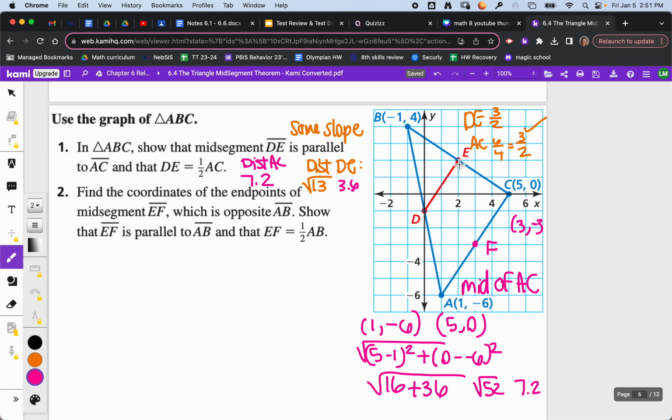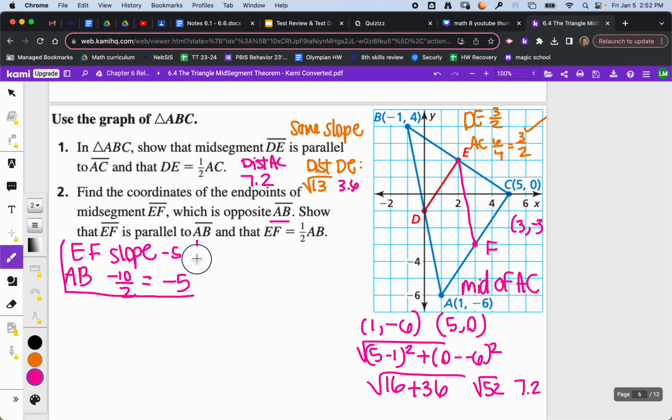That means if I connect E to F, this is showing my mid-segment. I also want to make sure it's parallel to AB. So for the EF slope, I just go from E to F, so I'm going down 1, 2, 3, 4, 5 over 1. So that's negative 5 over 1. And then for my AB slope, going from B to A, I go down 1, 2, 3, 4, 5, 6, 7, 8, 9, 10 over 2. Negative 10 over 2 is also equal to negative 5. So they are parallel.